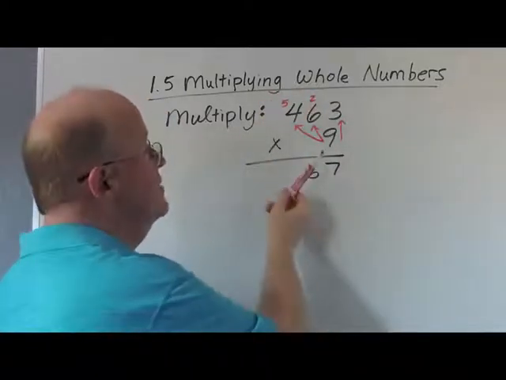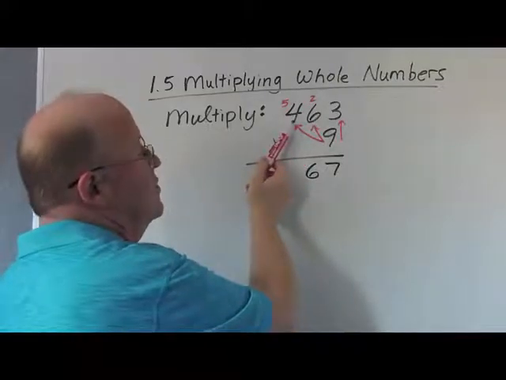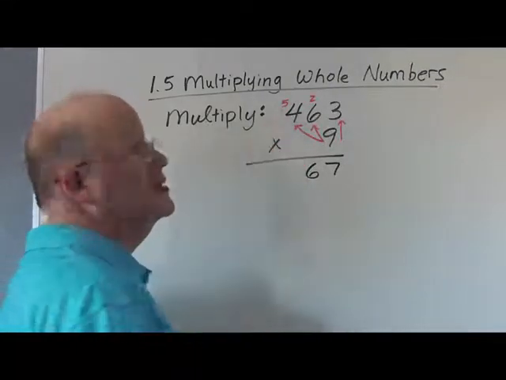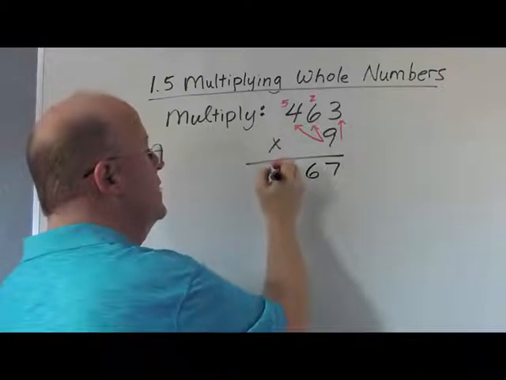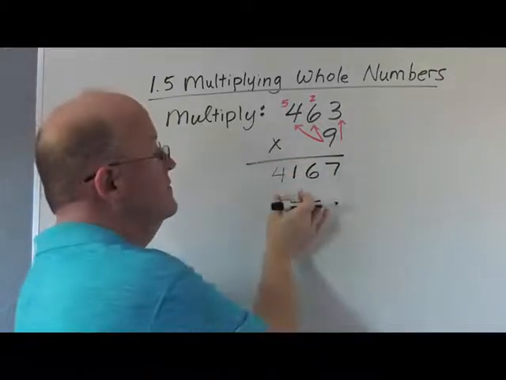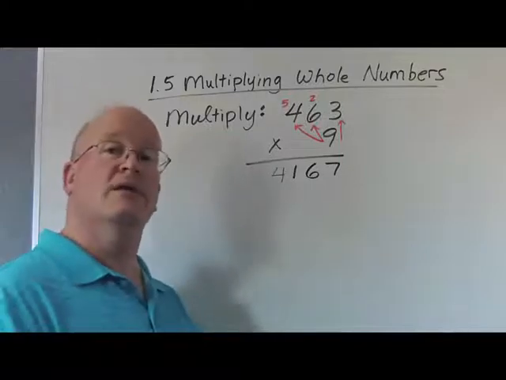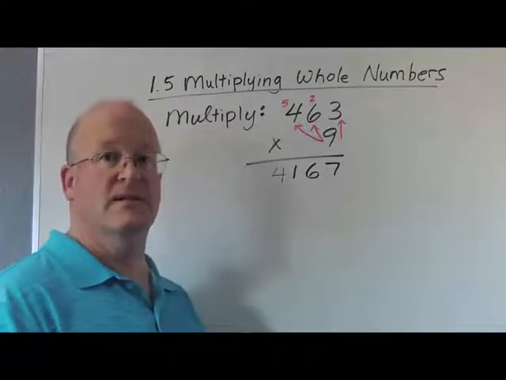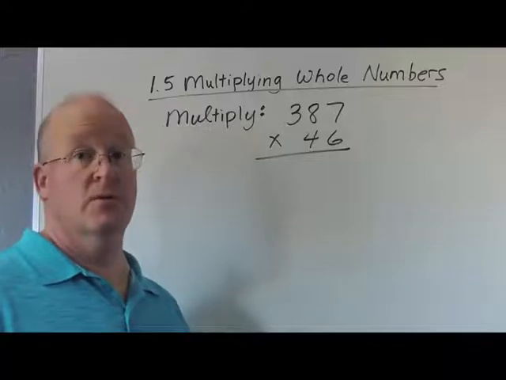Then I do my third multiplication. 9 times 4 is 36, plus 5 is 41, and there's no other position up top to move that 4 to, so I can write the full 41 here, and the product is 4,167. Now let's just go straight to a larger problem.